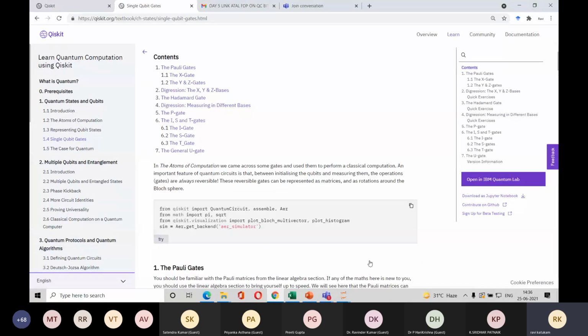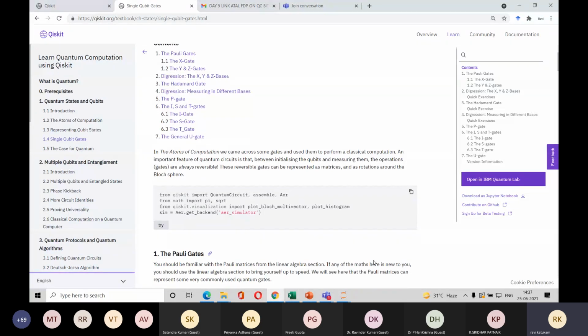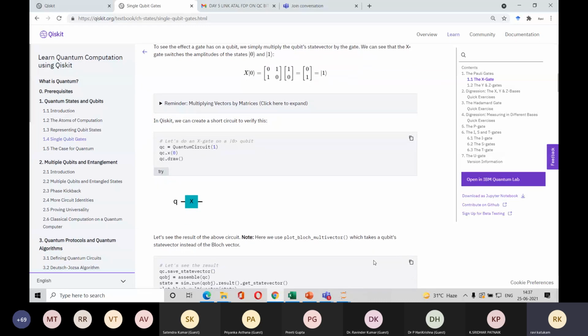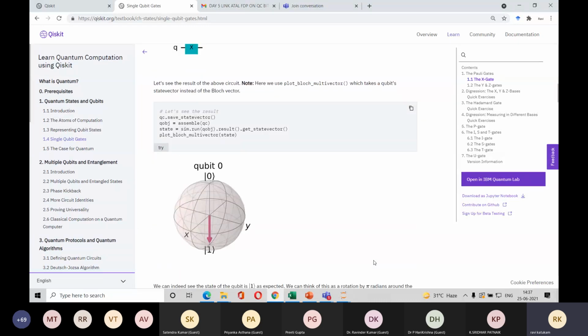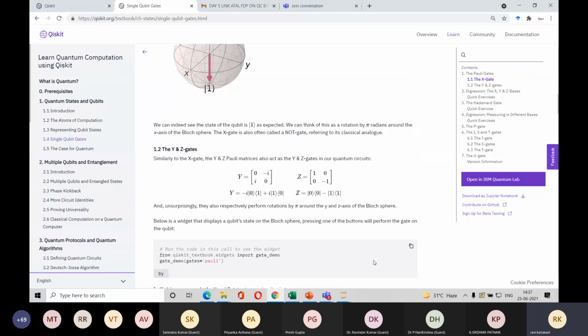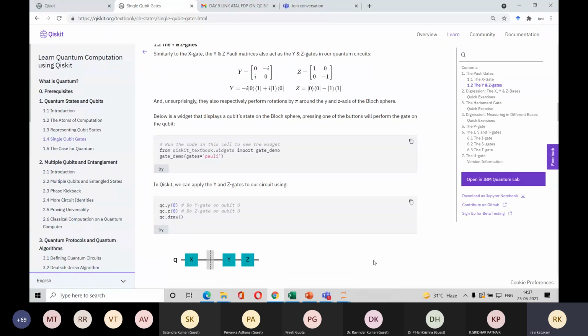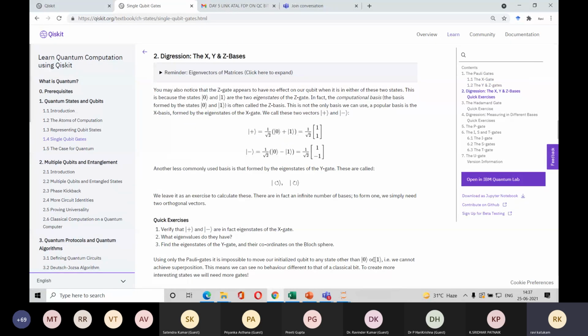So the Pauli gates. Pauli gates are defined rotations about the x, y, z axes. The X gate is nothing but the NOT gate, with a predefined 180 degree rotation around x. The Y gate refers to rotation around y, the Z gate refers to rotation around z, and a z rotation you don't feel, because in Qiskit we measure the states in the z axis.